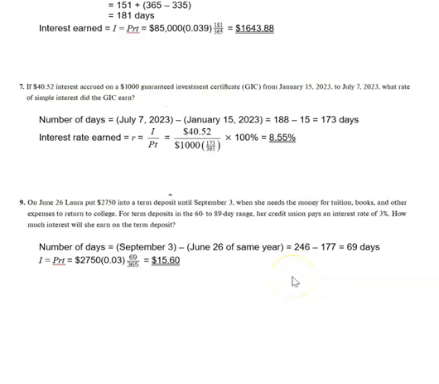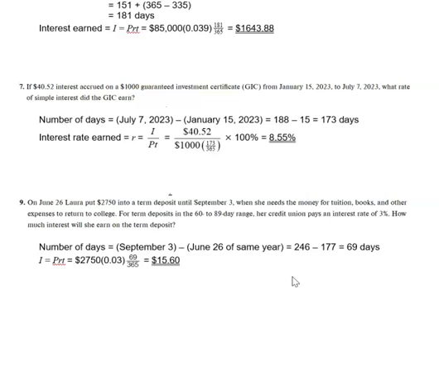Okay, so number 9, on June 26th, Laura put $2,750 into a term deposit until September 3rd. So there's your date range from June 26th to September 3rd. So go to your chart, figure out what date September 3rd is or how many days. It's 246. June 26th of the same year because it's under a year, 177, that gives you 69 days.